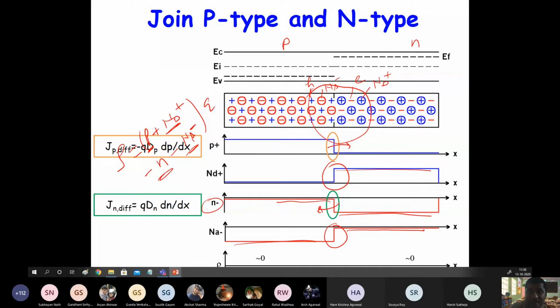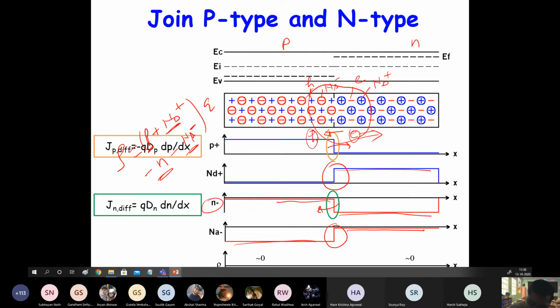Now the fixed charges, when they are exposed, will create a field. What will be the direction of the field? The field direction will be from positive charge to negative charge, so it will be from right to left, or N to P. Now what will this field do? It will oppose the electron movement because electrons move opposite to the field, so it will push away these electrons.